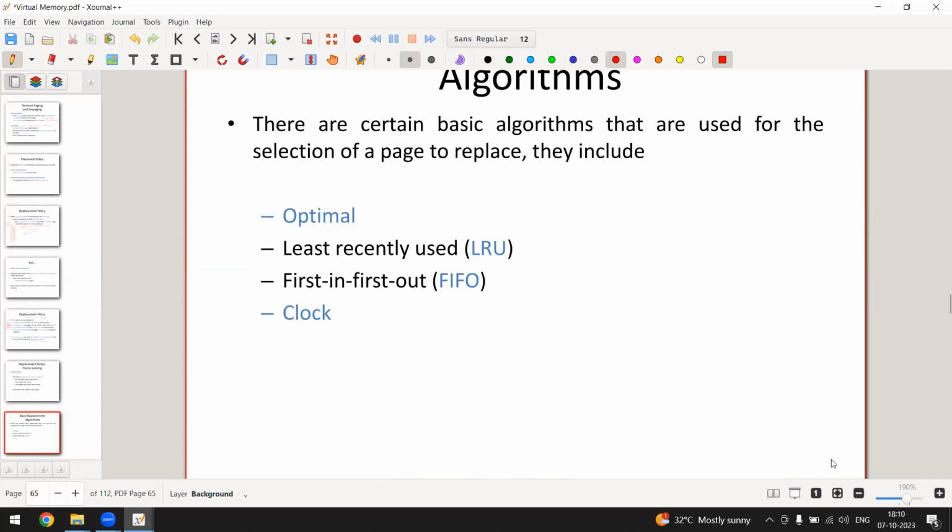Now we see important algorithms related to page replacement. These algorithms are called page replacement policies or page replacement algorithms. So we have FIFO, a very simple one, LRU, least recently used, then clock, and then optimal. Now optimal is only theory, it cannot be implemented.